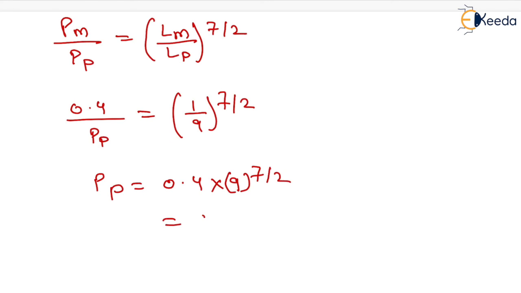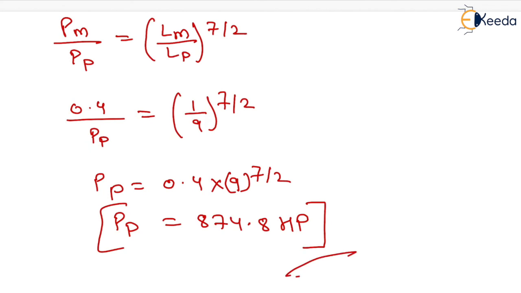It will be equal to 874.8 horsepower. Therefore the dissipation of energy in the prototype Pp will be equal to 874.8 horsepower. That will be the complete solution for this numerical.